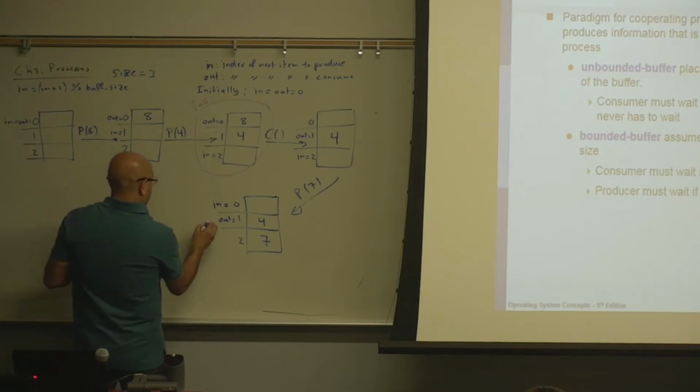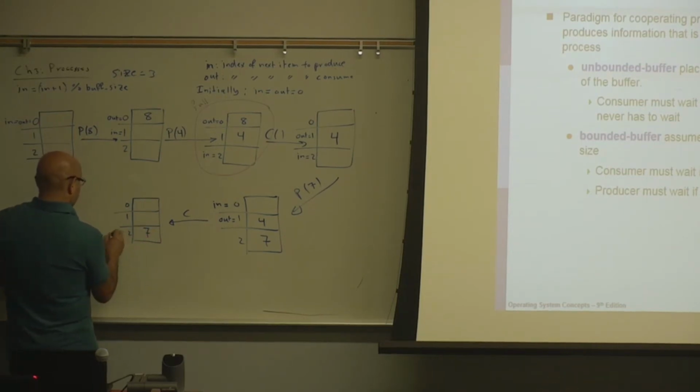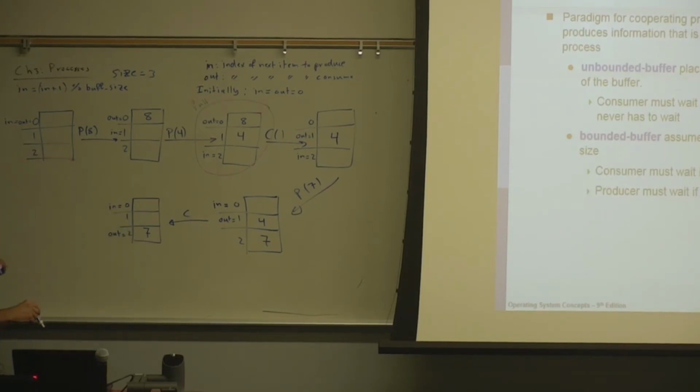Then what will happen if we consume? If we consume, we will get this. 0, 1, 2. Then we will consume the 4. We are left with the 7. So our out is now this, and our in is this. And if we produce again, if we produce, say, 19, then 19 is going to be here. Then we have the 7.